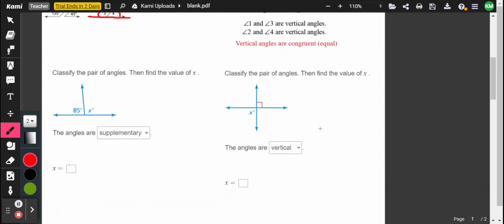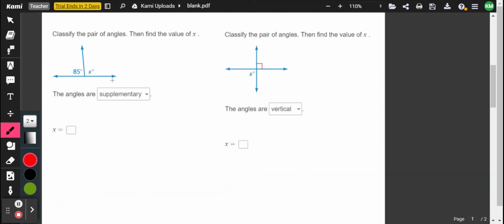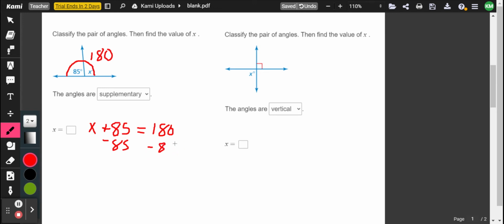All right. So now we can use these rules to figure out missing angles. If we look here on the left, we have 85 degrees and an unknown angle on the right. Well, I noticed that together they form a 180-degree angle. So that's what makes it supplementary. So I can solve by setting up an algebraic equation. x plus 85 equals 180. I'm going to subtract 85 on both sides, and I get x equals 95.